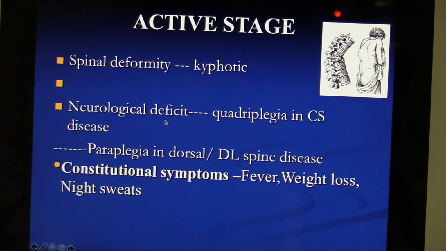Now, when neural deficit occurs, when there is pressure on the spinal cord, in a cervical spine disease it is a quadriplegia, all four limbs are paralyzed. However, in dorsal and dorsolumbar disease, the lower limbs are paralyzed, they lose power, and that's why it is called paraplegia. The constitutional symptoms may be fever, weight loss, and night sweats.